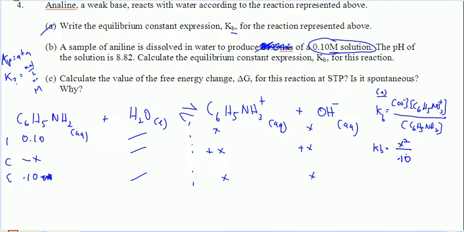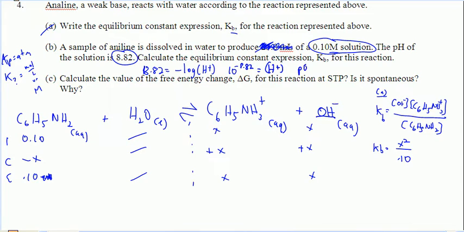Now again, I'm going to have to find x. They're going to give me either the pH or they're going to give me Kb directly, and I can plug it in. So a sample of aniline dissolved in water, the pH is 8.82. So that means that 8.82 equals the negative log of H+. So 10 to the minus 8.82 equals H+. Sweet. Do I have H+? No, I don't, but I have OH-, so I got to backtrack.